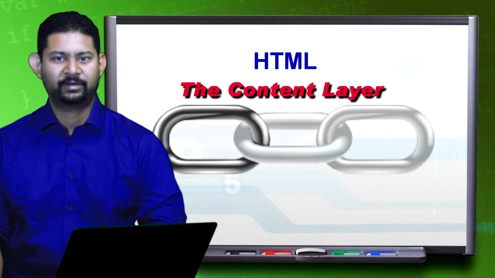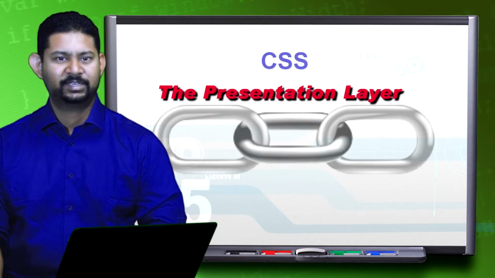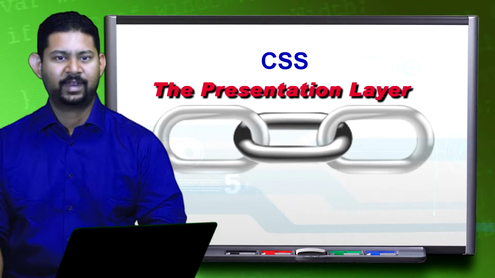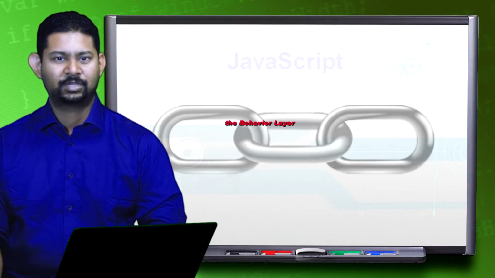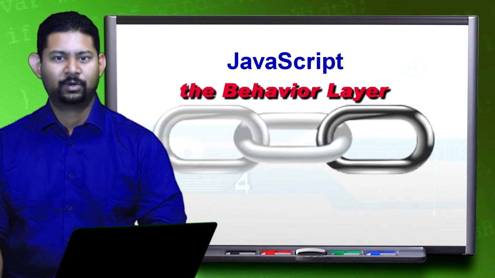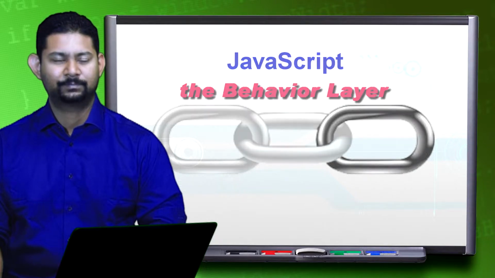HTML is the content layer. It gives the page structure, content, and semantics. CSS is the presentation layer. It enhances your HTML and gives rules on how things should look. JavaScript is the behavior layer. This is where we can change the behavior of a page and add interactivity.